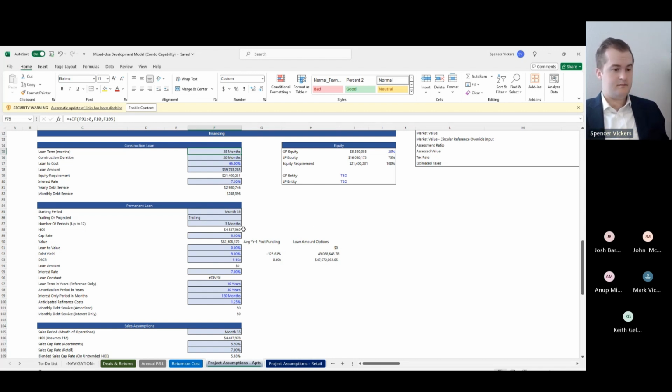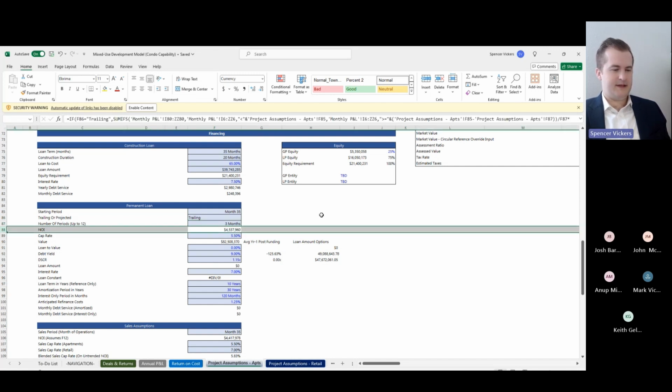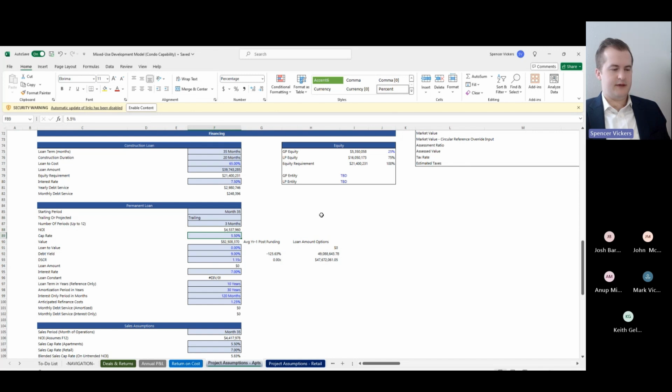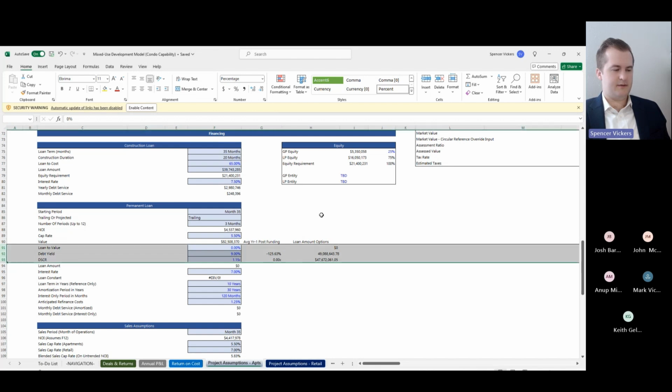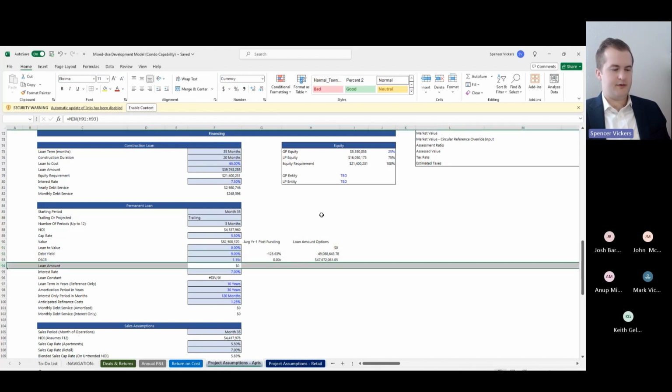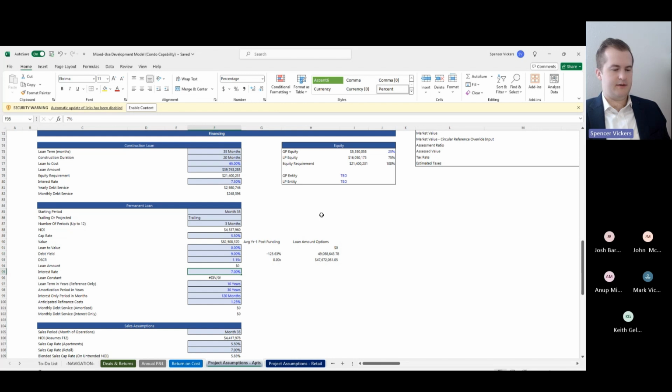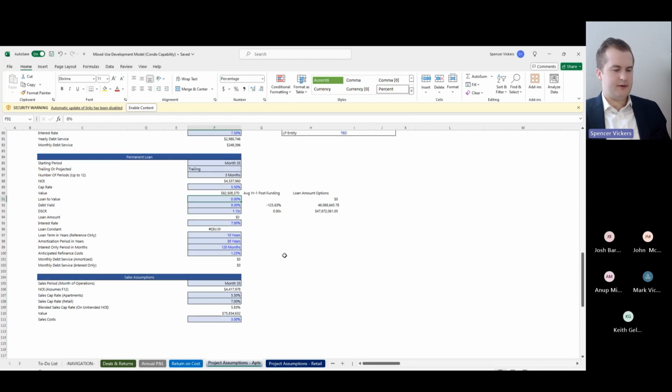You can size this on trailing NOI or projected NOI, and the number of periods you want included in that annualized figure. This is the NOI that it gets sized off of, the cap rate that it gets sized on, the valuation, and then sizing metrics, the loan amount that actually pulls through, the interest rate, the loan constant, etc. So right now we'll just keep that turned off as we're going through here.